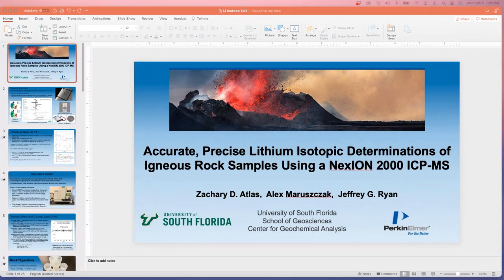I want to talk a little bit about lithium isotopes and lithium isotope determination on a quad. And it's a little different than the way we normally determine isotopes. And so we'll bring this to everybody's attention that things are possible on quads these days that were a lot harder in previous years.